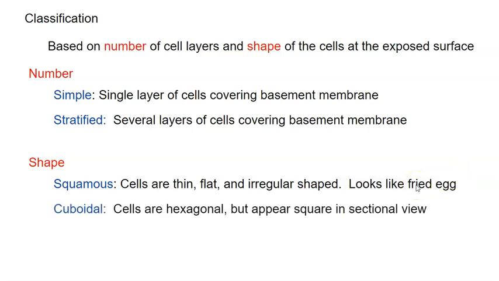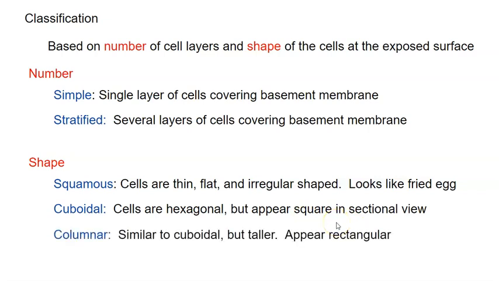Next we have cuboidal. The cells are hexagonal, but they actually appear like a cube or like a square when you're looking at sectional views. We have columnar, which is just like what it sounds. It's a column. So it's similar to cuboidal, but taller. So it appears like a rectangle.